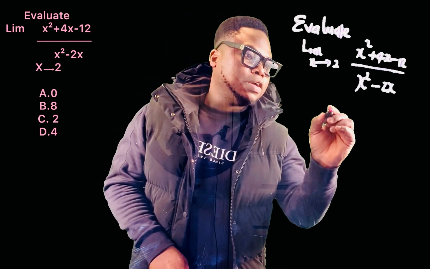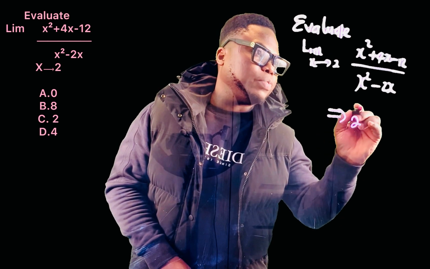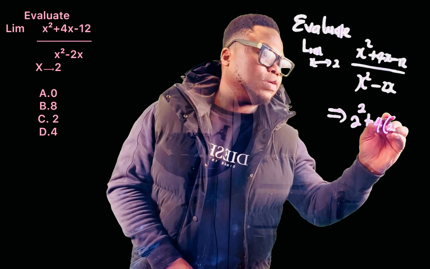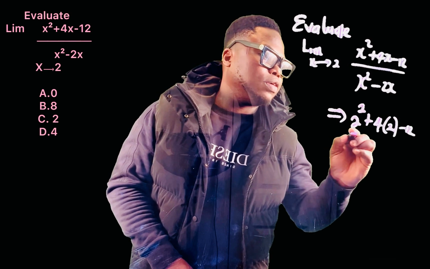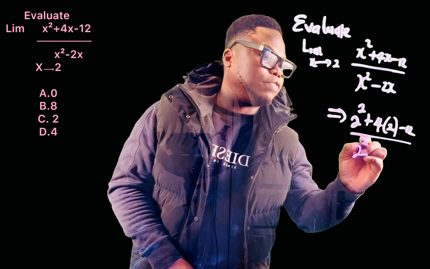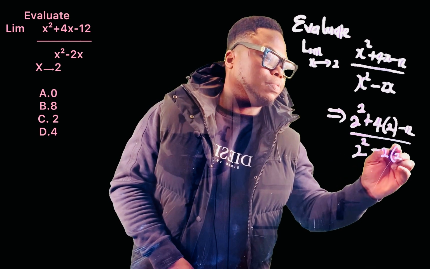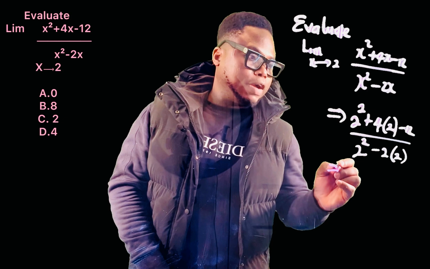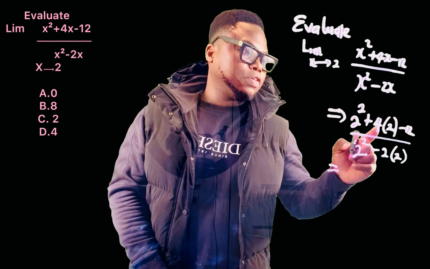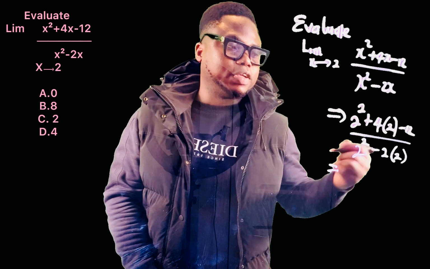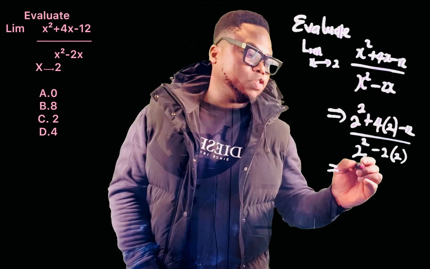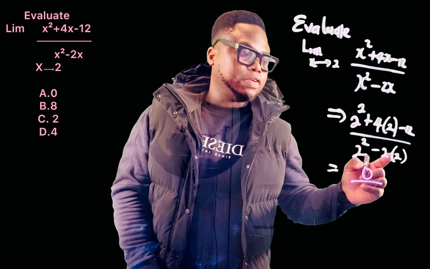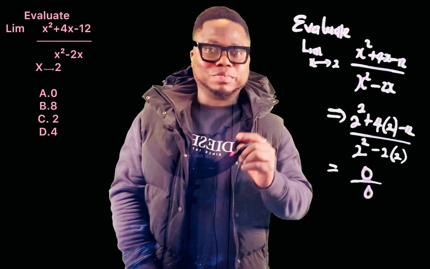So I'm going to say 2 exponent 2 plus 4 brackets 2 minus 12, divided by 2 raised to the power of 2 minus 2 times 2. So replacing x with 2, I'm going to get this. Now simplifying, 2 squared is 4, plus 4 times 2 is 8. So 4 plus 8 gives me 12, and 12 minus 12 gives me 0. Then 2 squared is 4, minus 2 times 2 is 4, and 4 minus 4 is 0.